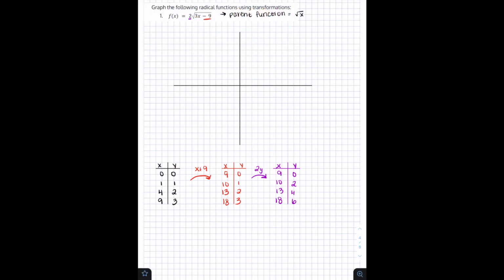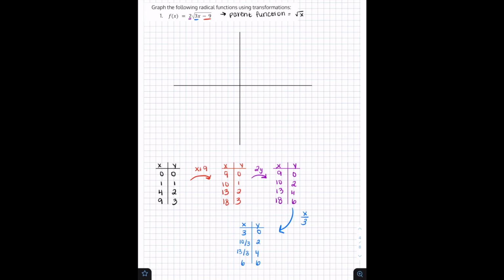And then the last transformation we have to do is this 3x that's under the radical. So this actually tells us to divide our x's by 3. So we have our x equals 9. 9 divided by 3 is 3. 10 divided by 3 is just 10 over 3. Keep that the same. 13 divided by 3 again is just 13 over 3. And then 18 divided by 3 is 6. And then we can keep our y's the same.